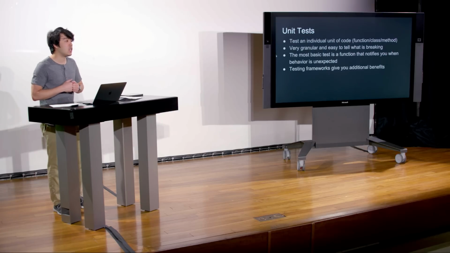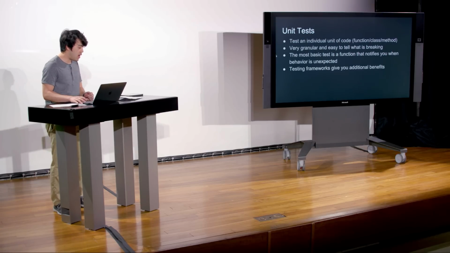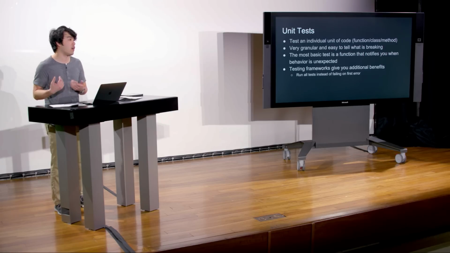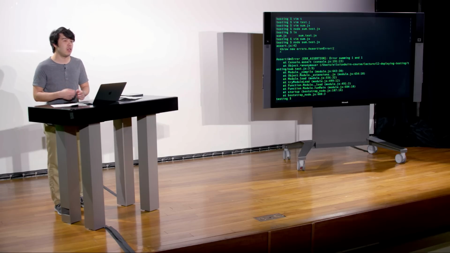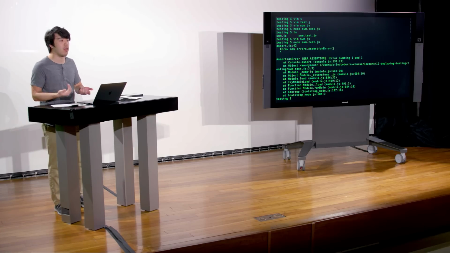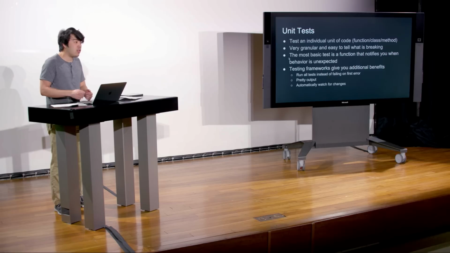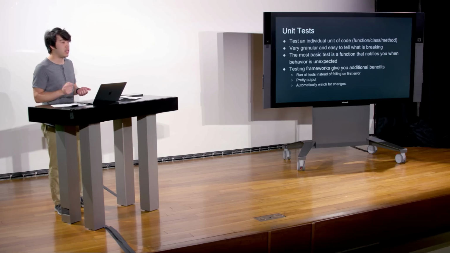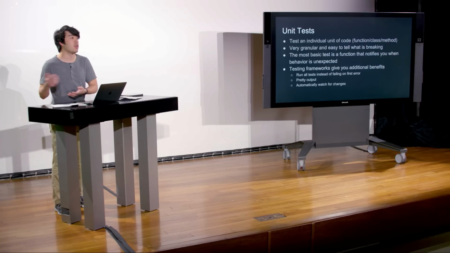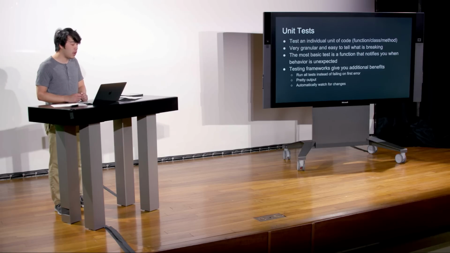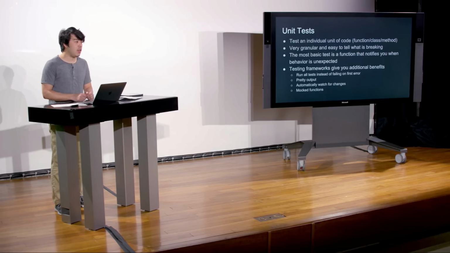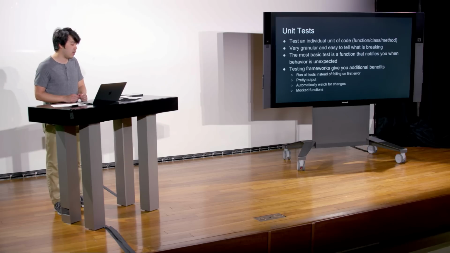And so there are these things called testing frameworks that give you additional benefits. One of them is that they run all of the tests instead of just failing on the first error like we just saw. Another great thing is it gives you pretty output, because currently we just get this assertion error, which is informative, but it doesn't really look all that great. It also has this cool benefit where it can automatically watch for any changes in our application. So as we change our logic, the tests can run automatically without us having to remember to run them before even checking them in or sending them in a new deploy. And lastly, they give you these things called mocked functions, which we'll take a look at in a little bit.